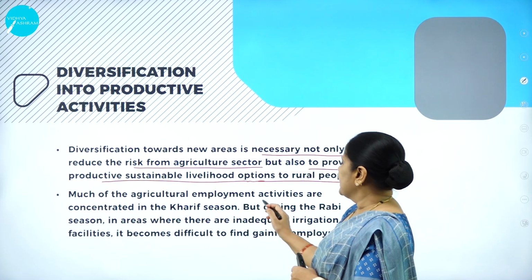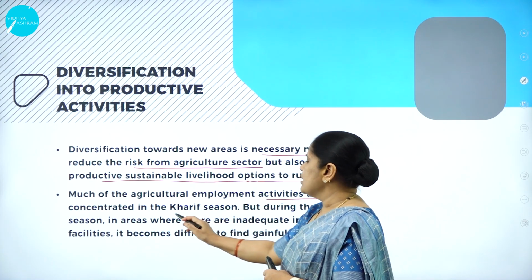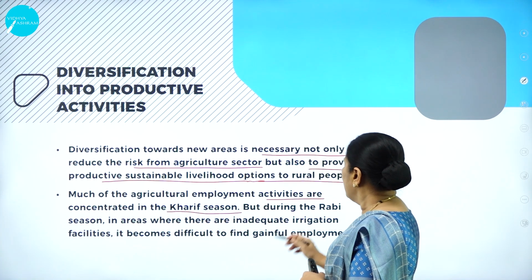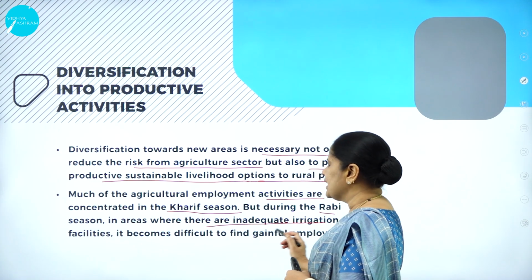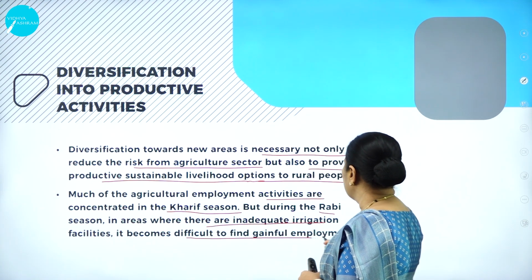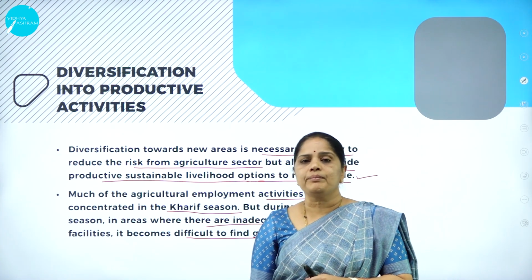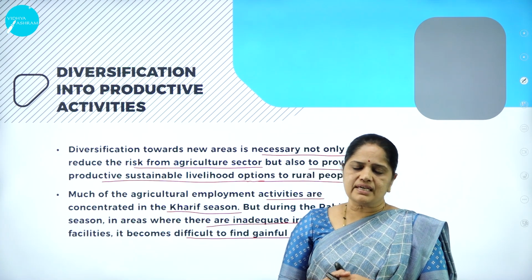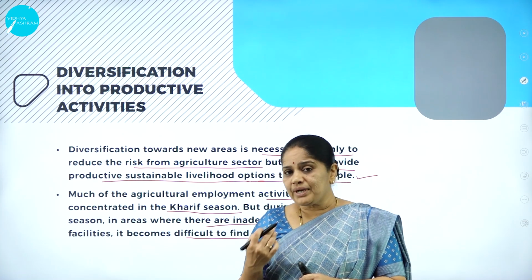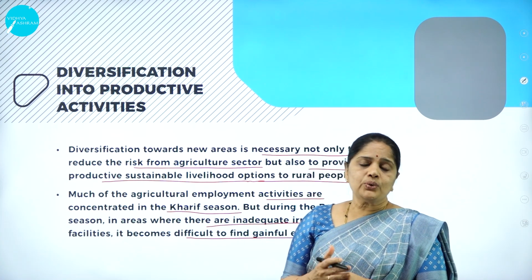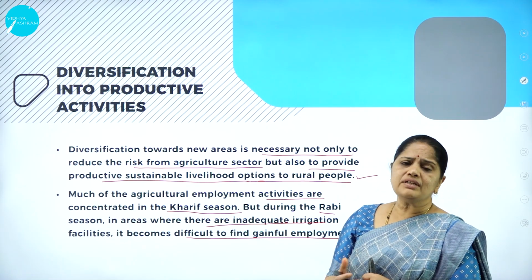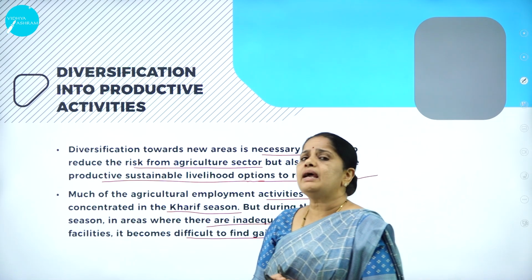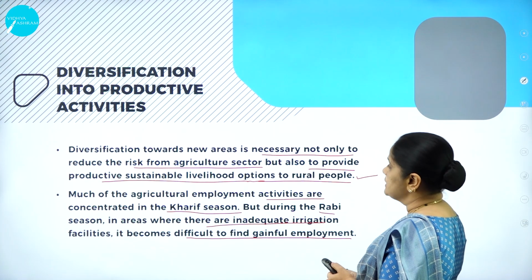Much of the agricultural employment activities are concentrated in the Kharif season, but during the Rabi season, in areas where there is inadequate irrigation, it becomes difficult to find gainful employment. So during the Kharif season, the agricultural employment will be very high, but during the Rabi season, it will be very hard for the farmers to get gainful employment.